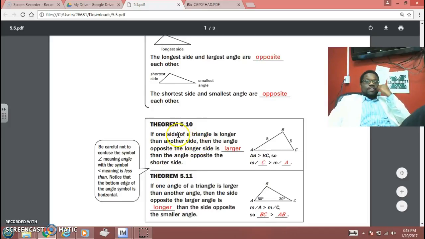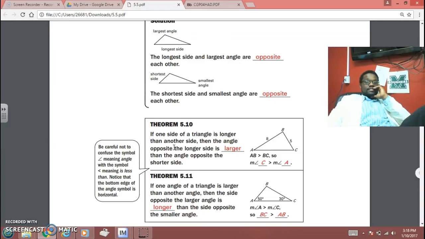Let's talk about theorem 5.10. If one side of a triangle is longer than the other side, then the angle opposite the longer side is larger than the angle opposite the shorter side. Okay, so that makes sense. AB is bigger than BC, the side, so the angle opposite of the 5 is less than the angle opposite of the 8 side.